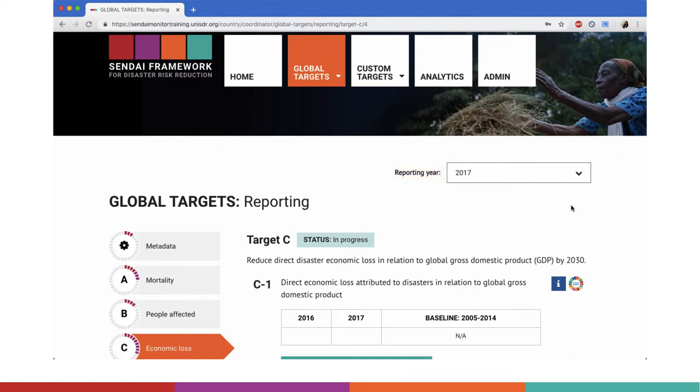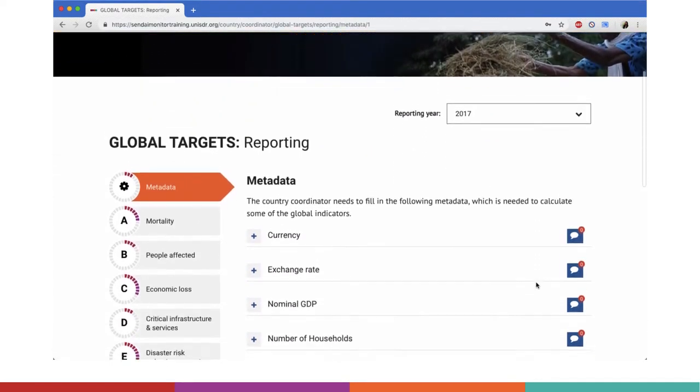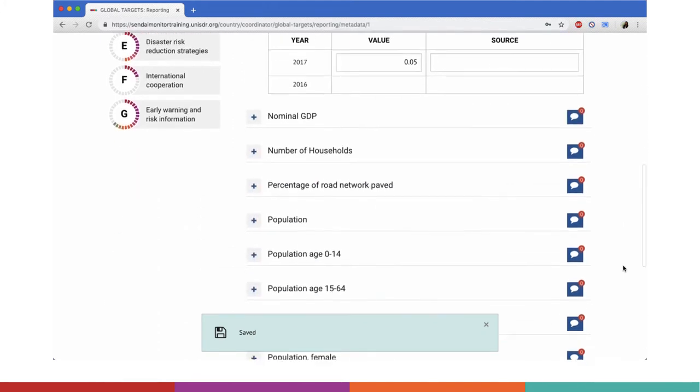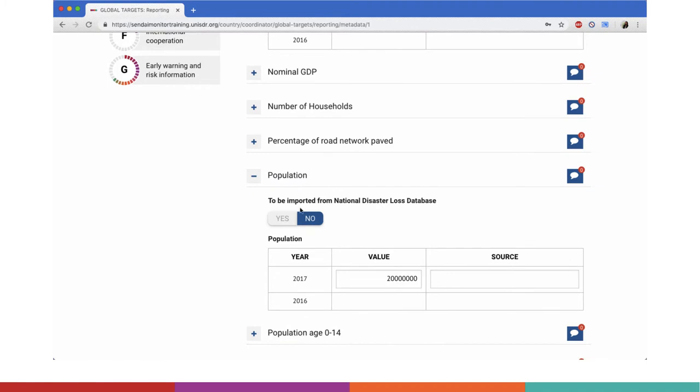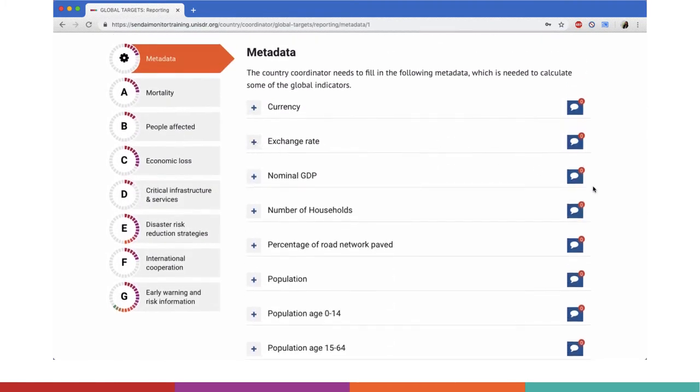The system uses values for exchange rate and gross domestic product inputted into the metadata to make calculations for Target C. Ensure that these values are inputted and correct in the metadata. These values should come from your country's National Ministry of Finance or other official government body that holds such information, such as your country's national bank, economic or financial institutions.